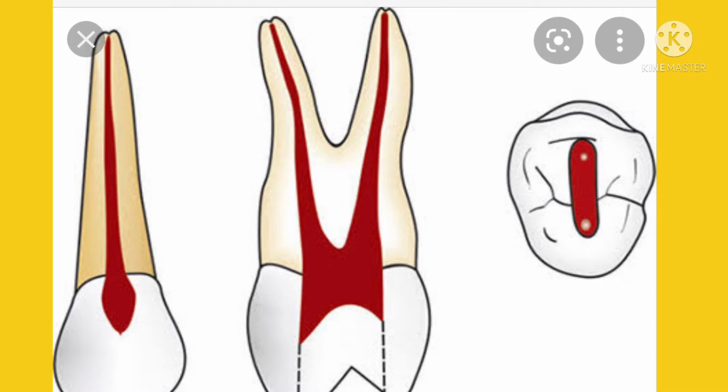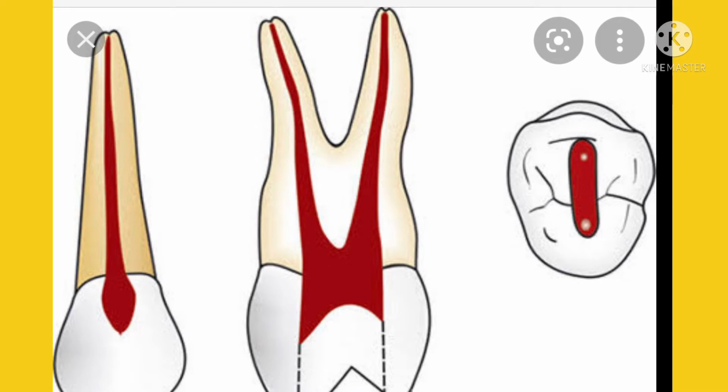The roof of the pulp chamber is coronal to the cervical line. The floor of the pulp chamber is convex, usually with two canal orifices, one buccal and the other palatal, and it lies deep in the coronal third of the root below the cervical line. In cross section, the pulp chamber is wide and ovoid in the buccopalatal dimension.